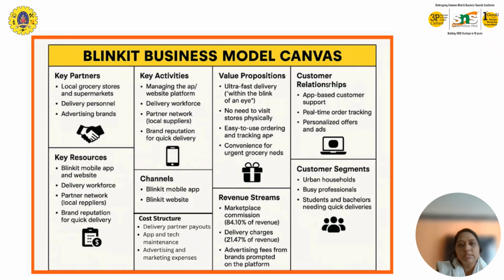And then channels, like how Blinkit reaches us, usually through mobile apps and websites, where they browse. Most of the people use the app as customers: they place an order, track delivery, and they deliver the items. So their primary channel to connect with their customers is the mobile app.